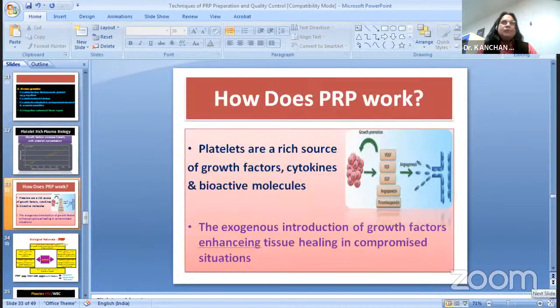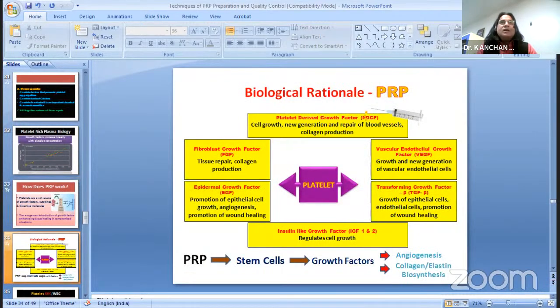So how does PRP work? Platelets are a rich source of growth factors and cytokines, which are bioactive materials. So the exogenous induction of growth factors enhances tissue healing in compromised situations. Again, these are the growth factors.